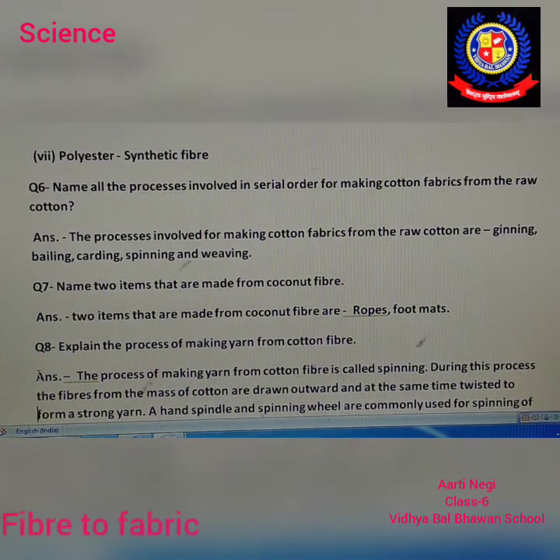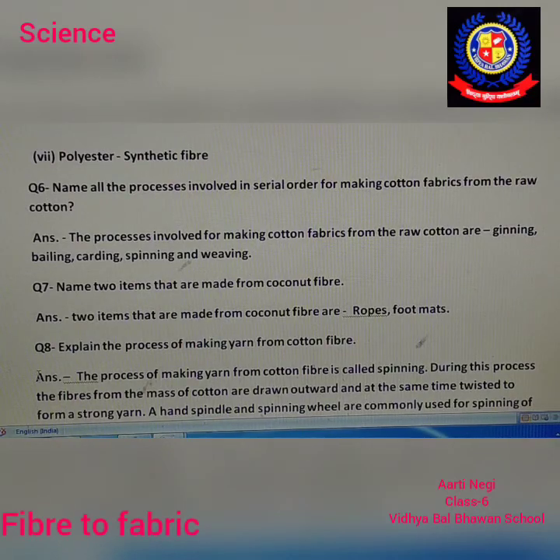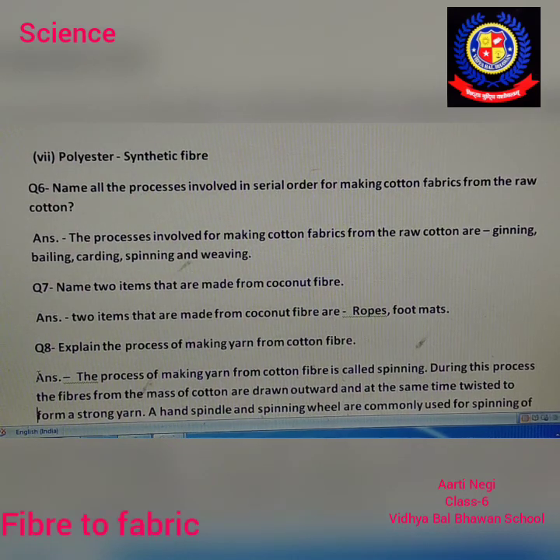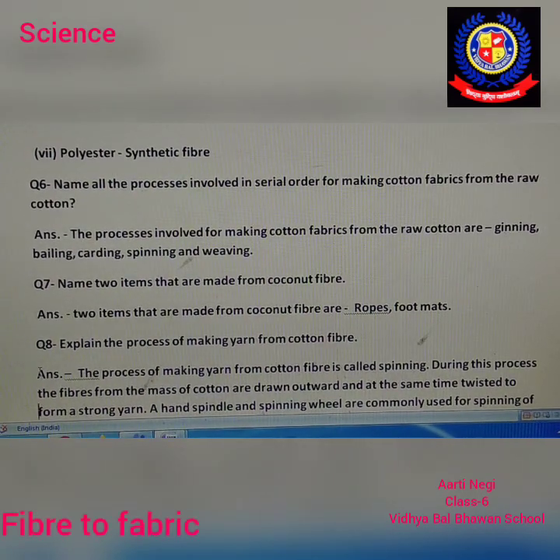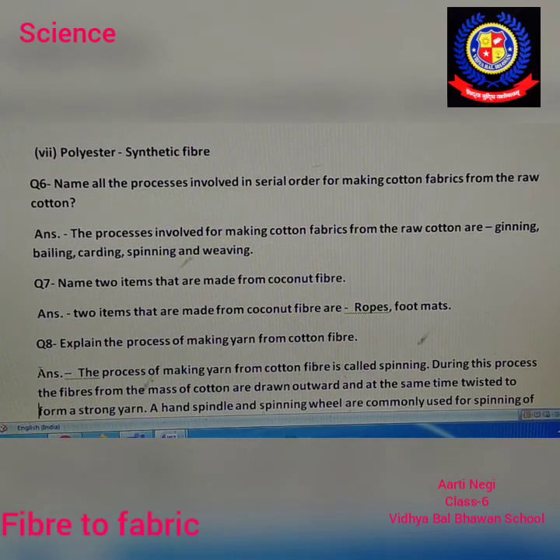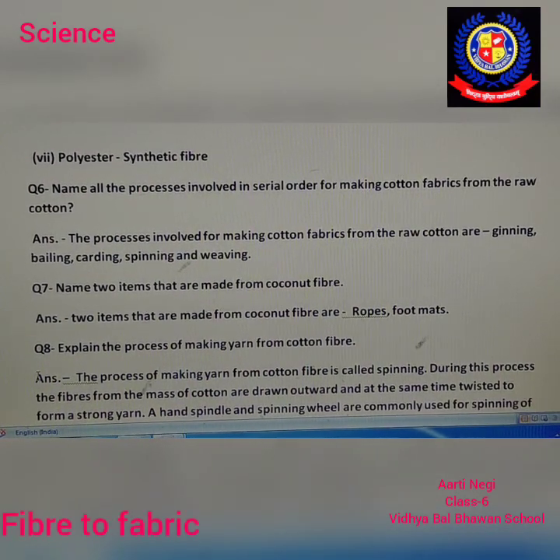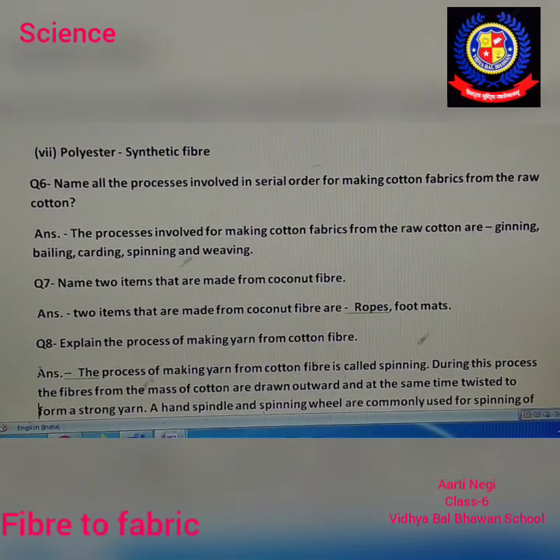Second one is baling, means making bales of the cotton. Next one is carding. Carding means again separating the cotton fiber. Next one is spinning. Spinning means making yarn from the fiber. And the last one is weaving. Weaving, either done by hand loom or power loom, means ultimately the process of making fabric.